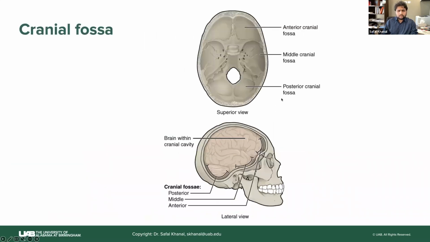And the other important structures, of course, are the cranial fossae, which house many different structures. So it is important to remember the 3 different fossae: anterior, middle, and posterior fossae. When we talk about vascular structures, vasculature, we often mention these cranial fossae.